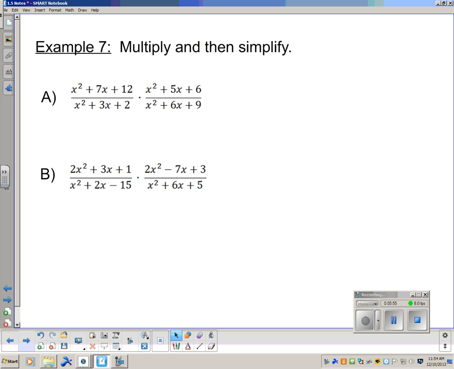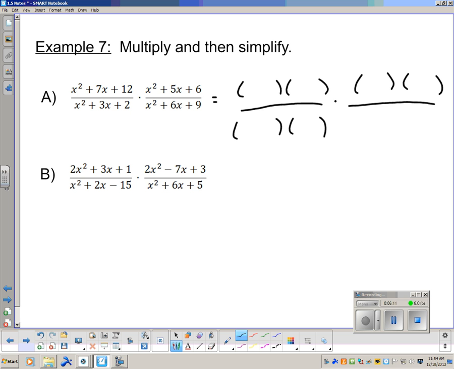So a few more here. We've got x squared plus 7x plus 12. Again, think in terms of factoring. These are kind of nice ones. My a values here are all 1's in each one of these. So what times what gives me 12 and adds to give me 7? It'd be 3 and 4. What multiplies to give me 2 and adds to give me 3? That would be 2 and 1.